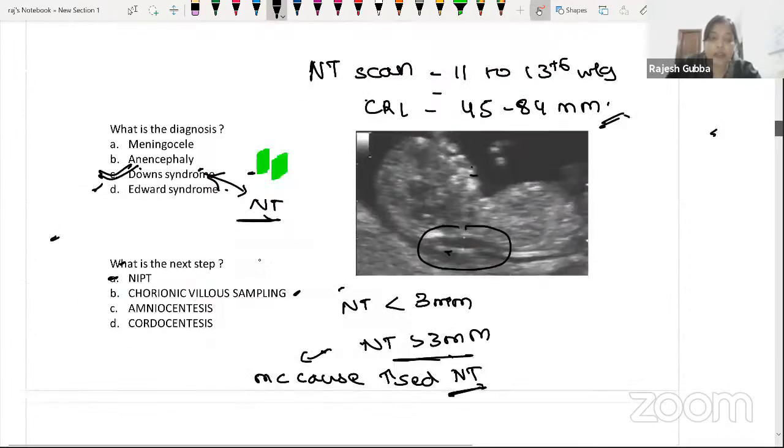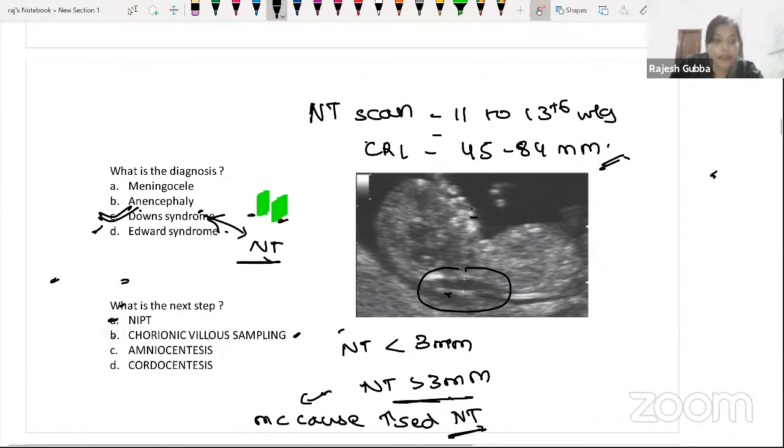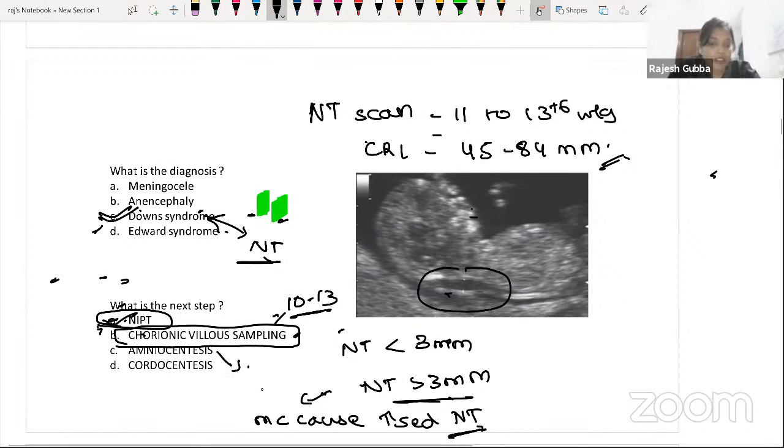Yes. So whenever you have a positive analyte, if they are affordable, you can definitely go for NIPT. But if you don't have the option of NIPT, what would have been your answer? It would be chorionic villus sampling, because chorionic villus sampling can be done between 10 to 13 weeks. Amniocentesis is done between 15 to 20 weeks, whereas chordocentesis is done between 18 to 20 weeks.